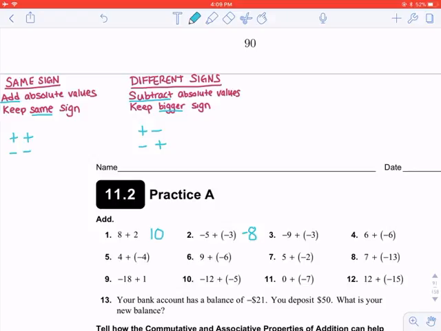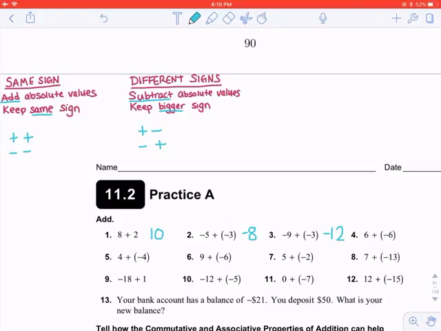All right, hopefully you've done problem 3. In problem 3, I see 2 negative numbers. That tells me I'm using the rules for same sign. Step 1 is to add up the absolute values. You just pretend they're positive numbers. 9 plus 3 is 12. Step 2 is to keep the same sign. 9 and 3 are both negative, so we make it a negative 12.